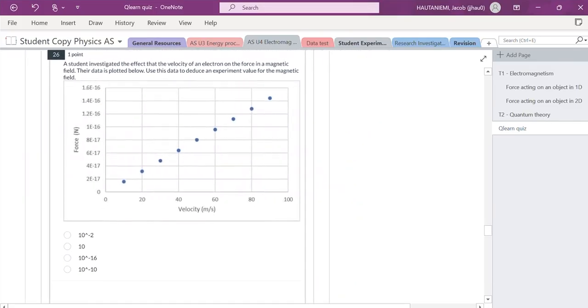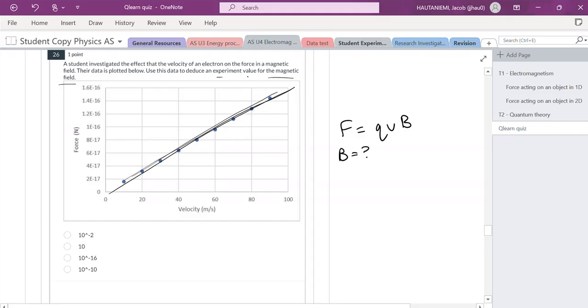All right, doing some experimental skills. Clearly we're going to need some kind of line of best fit. They haven't given us that. Well, we'll have to figure that out ourselves, I guess. A student investigated the effect of the velocity of an electron on the force. The effect of the velocity on the force. So F is equal to, is it qvB, I believe, from memory? And we are asked to find an experimental value for the magnetic field. We don't know it. We want to figure out what is B.